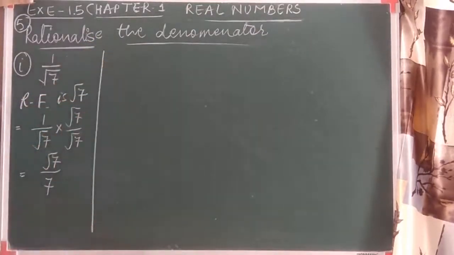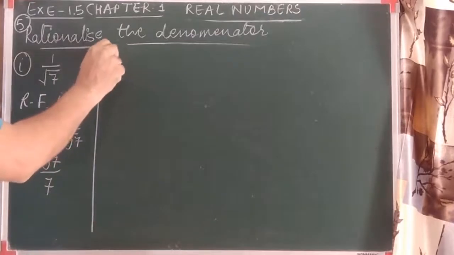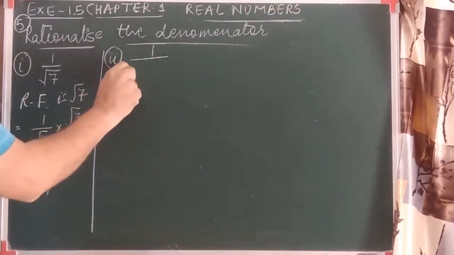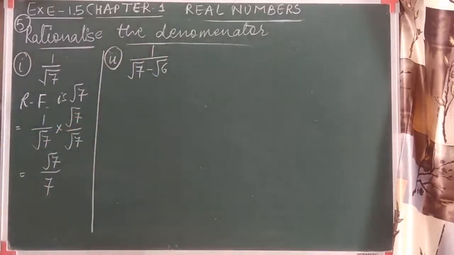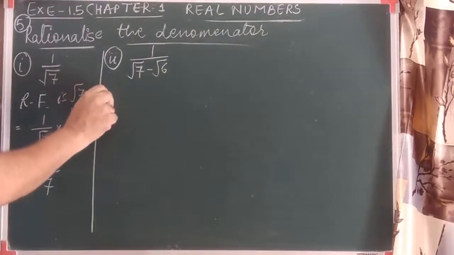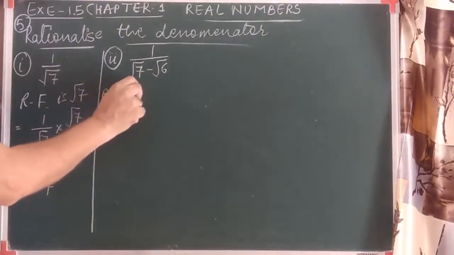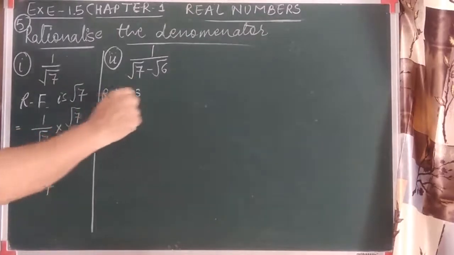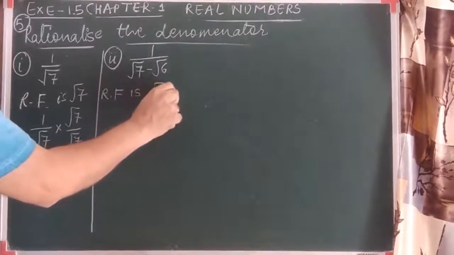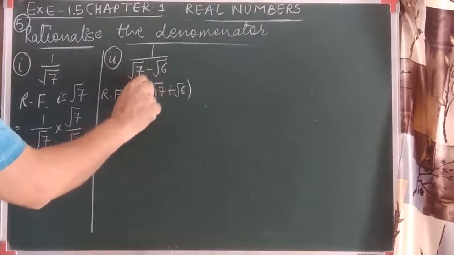Let's have one more question. Let's go for the second number. It is 1 upon root 7 minus root 6. Now this kind of question would be there. You can see there are two types. So first we need to write down what the rationalizing factor of this is. So what is the rationalizing factor? Root 7 plus root 6. Correct.